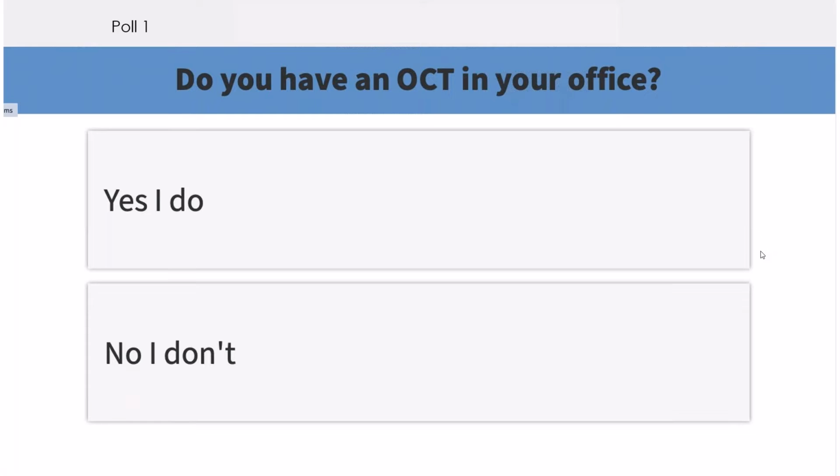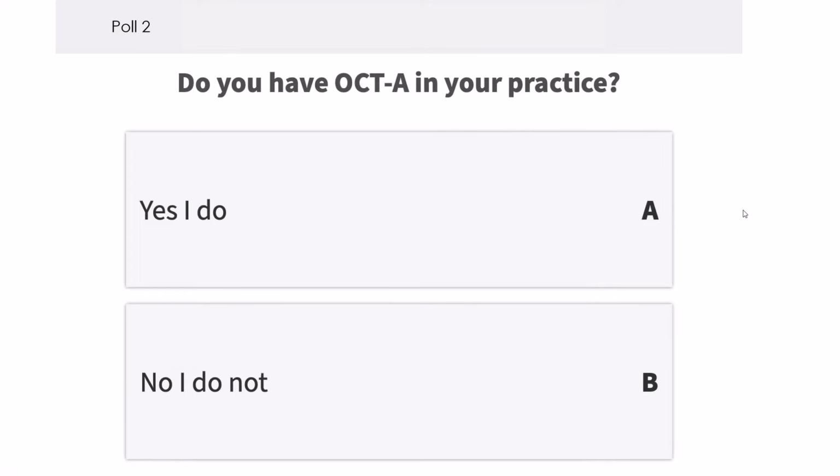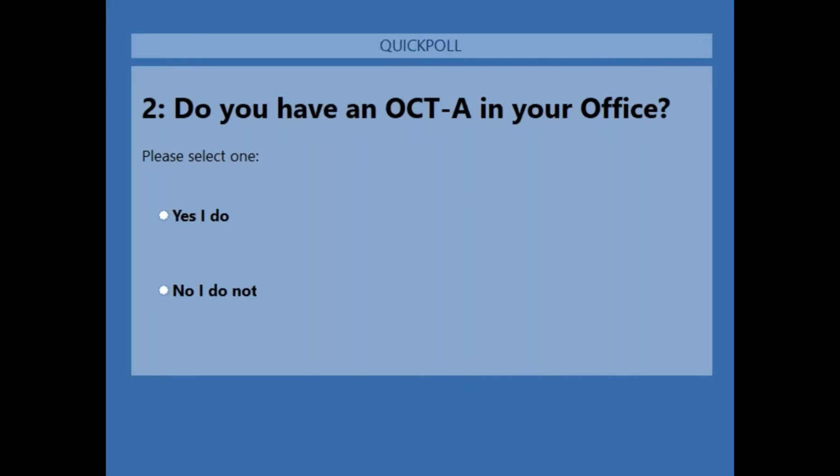Let's go one more poll very quickly. I'll be curious to see this. One more poll, and this will be poll number 2. I guess I have to advance it, don't I? Do you have OCTA in your practice? Do you have OCT angiography in your practice? Yes, I do, or no, I don't. Again, obviously the percentages are likely going to be much less. So let's go ahead and launch that. The percentages are going to be much less, I'm guessing, for this one compared to OCT, but let's see the exact percentages of OCT angiography.